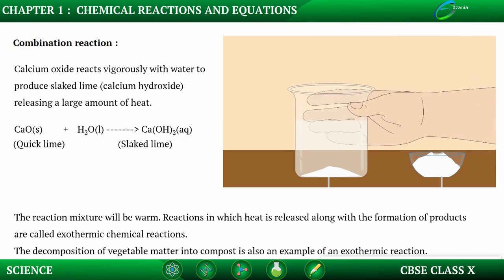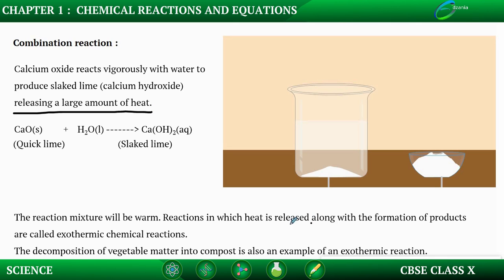This is because in this reaction a large amount of heat is released. The reaction mixture will be warm because of this, and the reactions in which heat is released along with the formation of products are called exothermic chemical reactions. The decomposition of vegetable matter into compost is also an example of exothermic reaction.